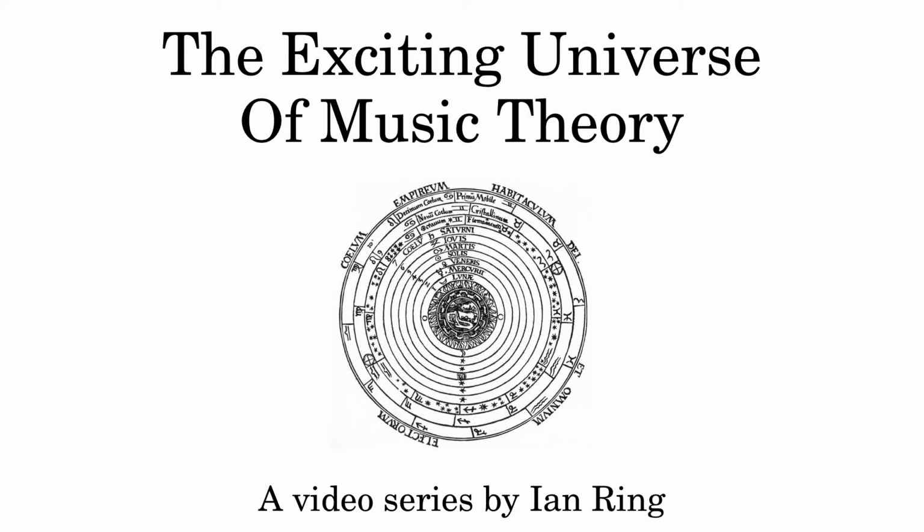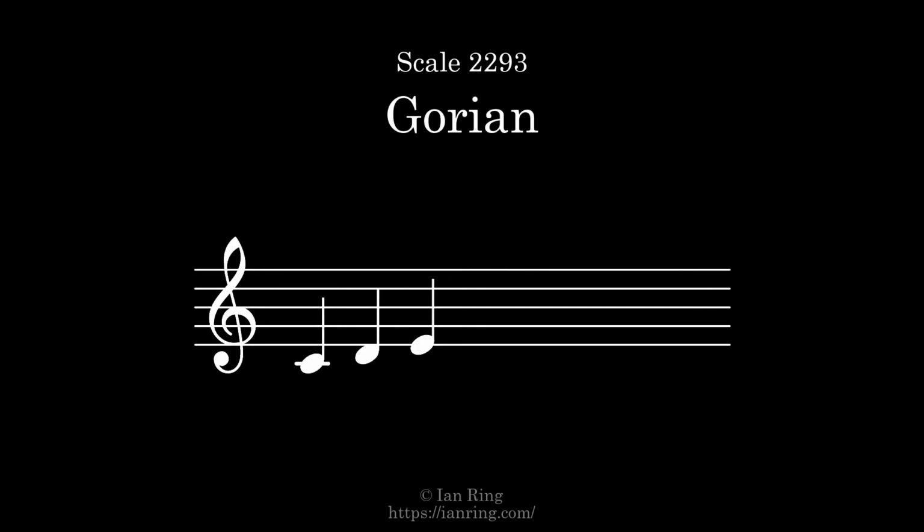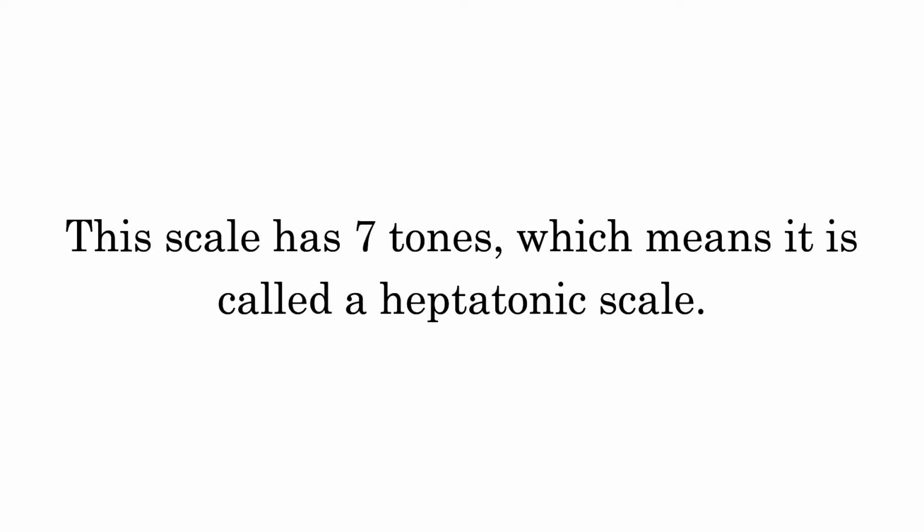Welcome to the exciting universe of music theory. Are you ready to learn? Then let's begin. Today we will talk about scale 2293, Gorian, which sounds like this. This scale has 7 tones, which means it is called a heptatonic scale.